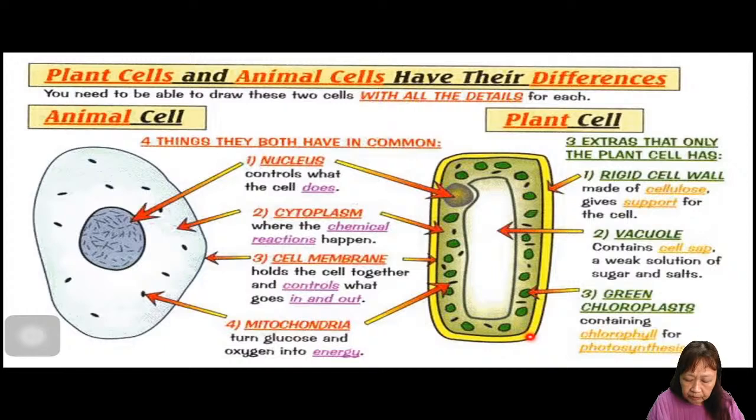Now, whereas for plant cells, they have 3 extra characteristics that animal cells do not have. The first one is a rigid cell wall. Number 2, it has a huge vacuole. And the third one, it has a green chloroplast. Okay? Now, we're going to discuss this one by one as we go along.